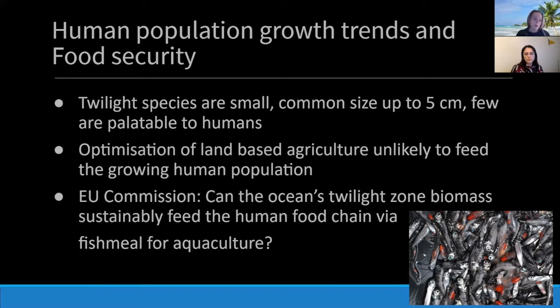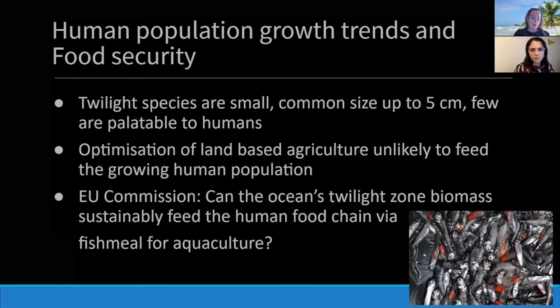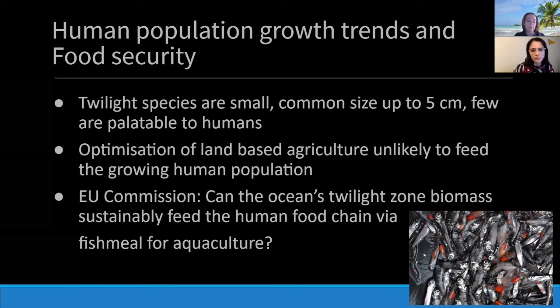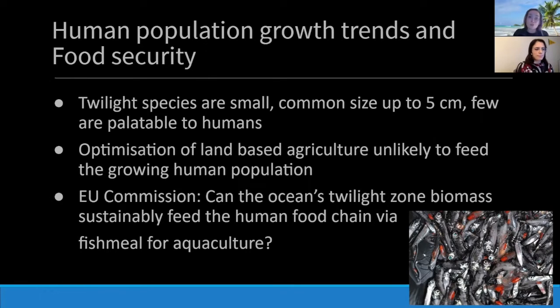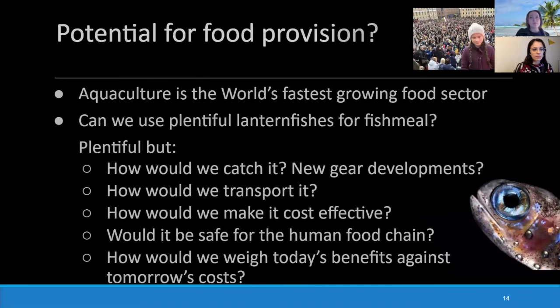So as we know, food security is a really great concern for the growing human population. And there's already awareness that land-based agriculture is going to have a hard time getting the job done. So attention has turned to aquaculture, and the EU Commission has recently, within the past couple of years, proposed a call to ask the question: can the ocean's twilight zone biomass sustainably feed the world via fish meal to feed aquaculture? And this raises many, many different questions.